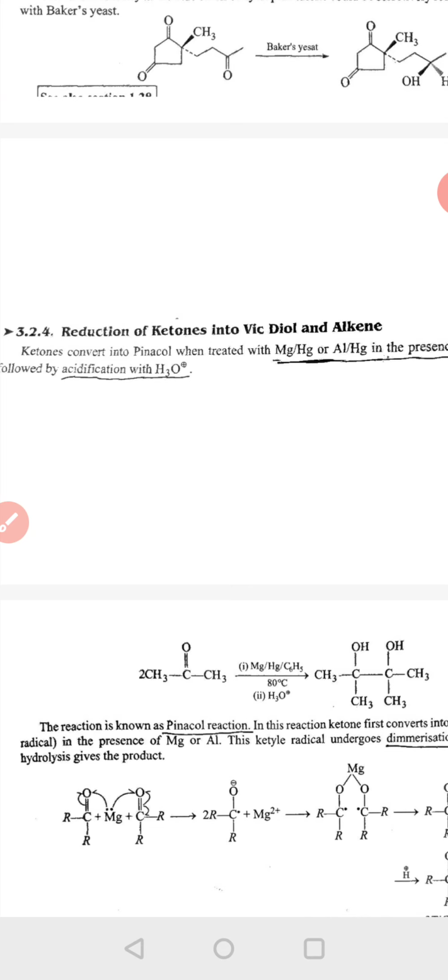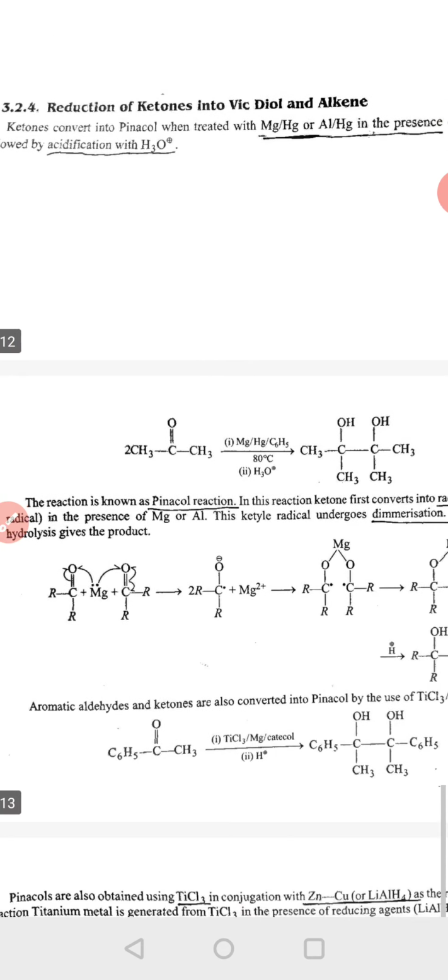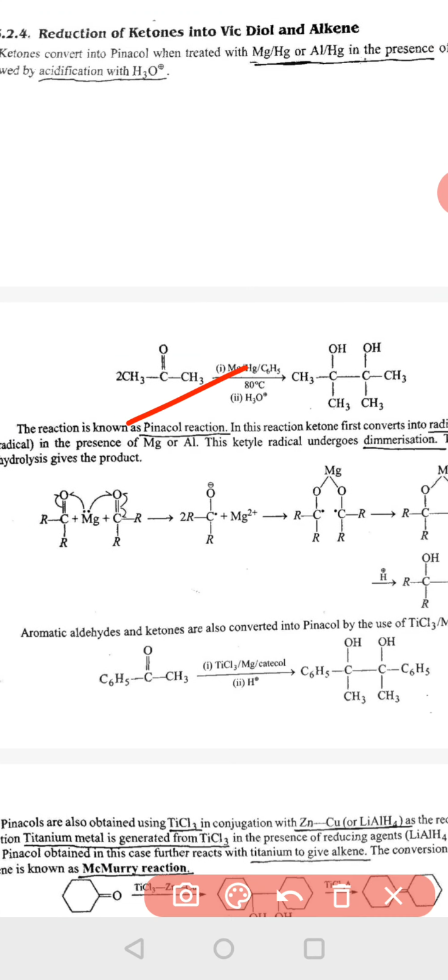This reaction is known as the pinacol reaction. Two molecules of ketones are treated under these conditions, and this is the product pinacol. This is a vicinal diol. Vicinal diol is a compound which has OH groups on adjacent carbons.